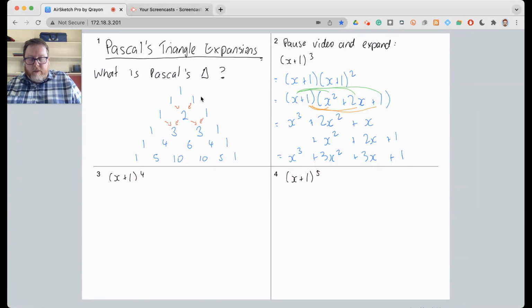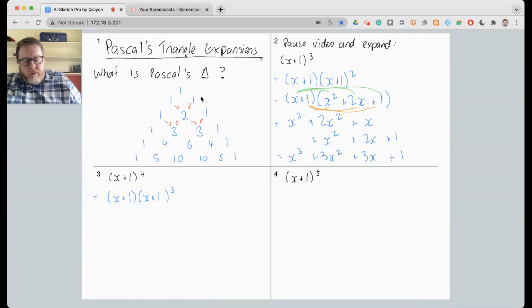Similarly, for x plus 1 to the power of 4, I'm going to start you off, and then you can pause the video and try and finish the expansion yourself. I'm starting you off because I don't want you to make the mistake of going, well, that's x plus 1 all squared times x plus 1 all squared. You could do it that way, but a slightly smarter way would be to go x plus 1 multiplied by x plus 1 to the power of 3. That will multiply together to give me x plus 1 to the power of 4.